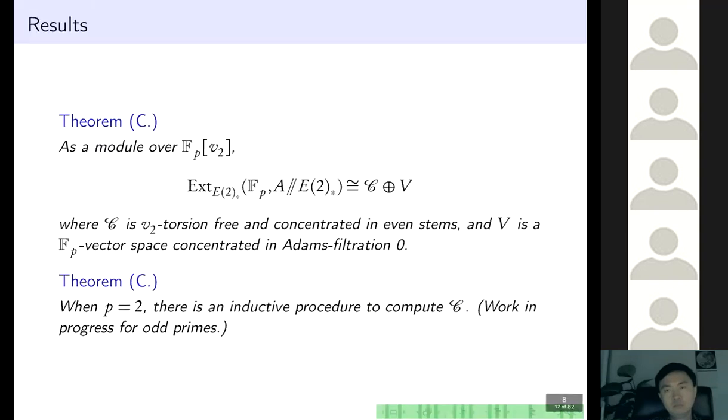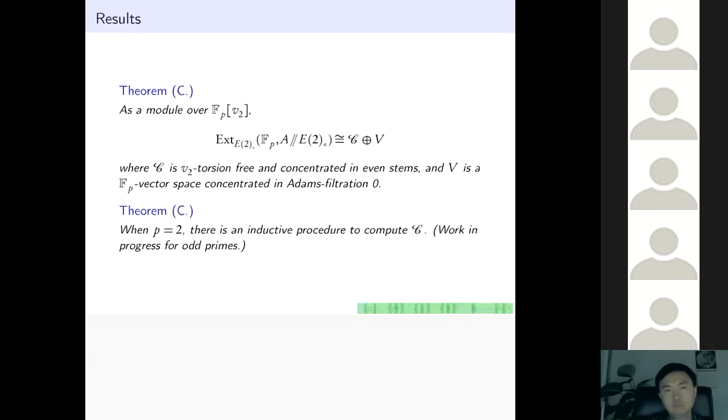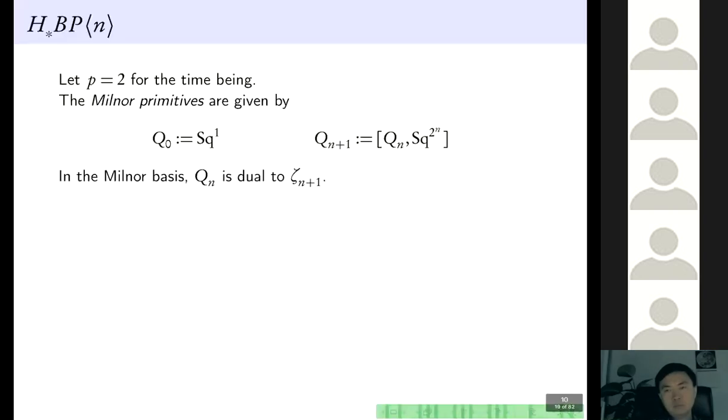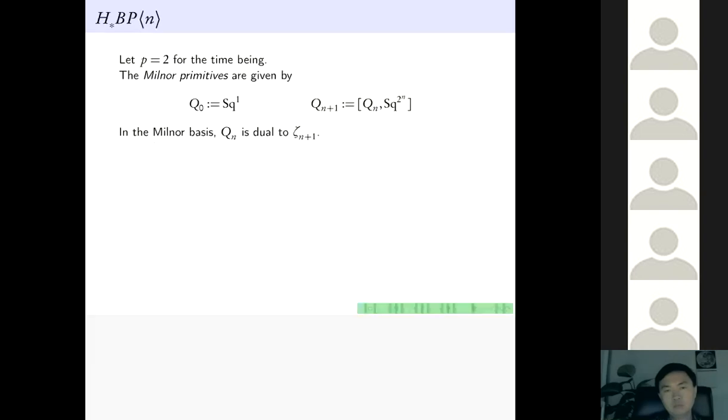Okay, so more specifically, the results that I will talk about is this description of the atom's E2 term in terms of a V2 torsion free part and a torsion part in atom's filtration 0. And then I'll also sort of show how to do some inductive computations. Okay, so let's start with these structural results. So if you want to understand the atom's E2 term, then you need to, in the very least, know something about the homology of these BP brackets N. So let me tell you how you would describe the homology of these guys.